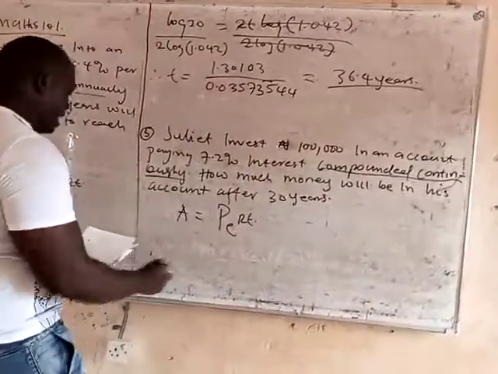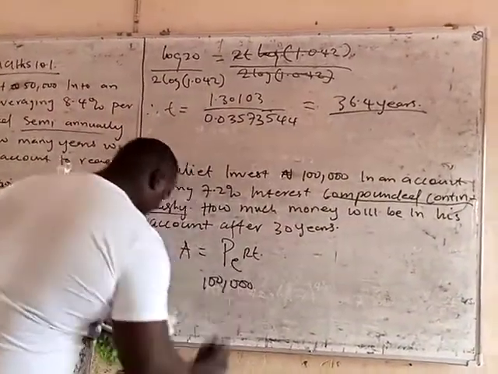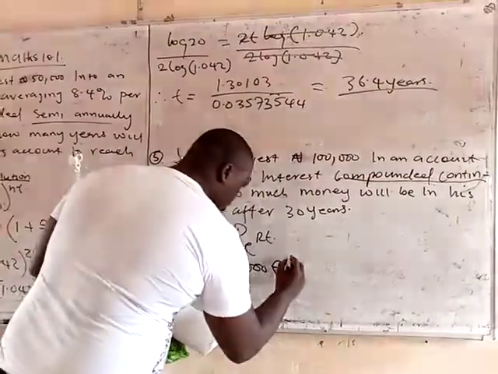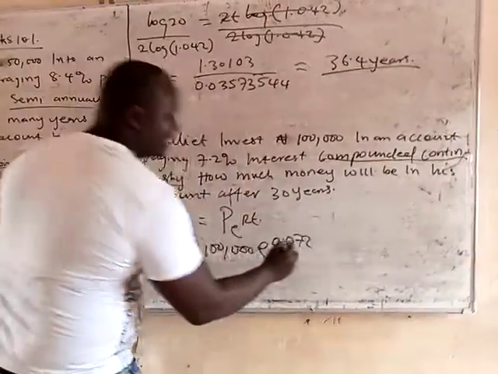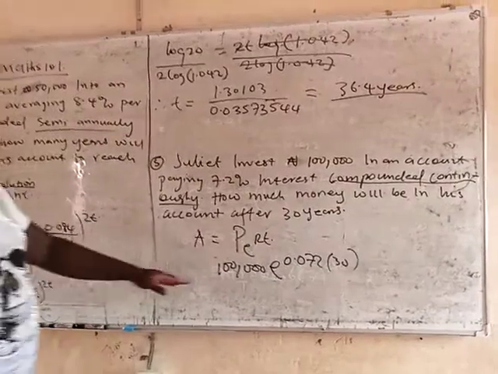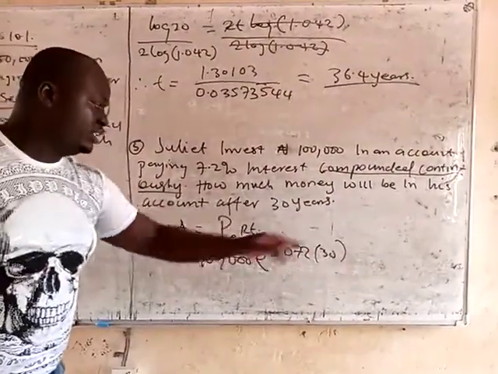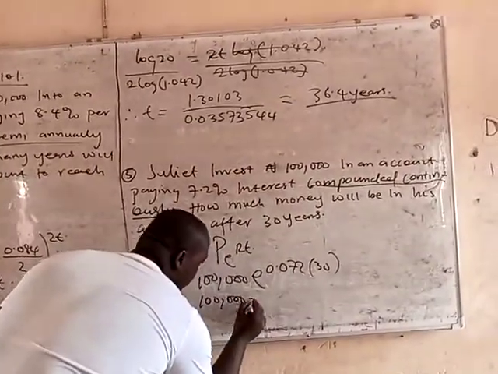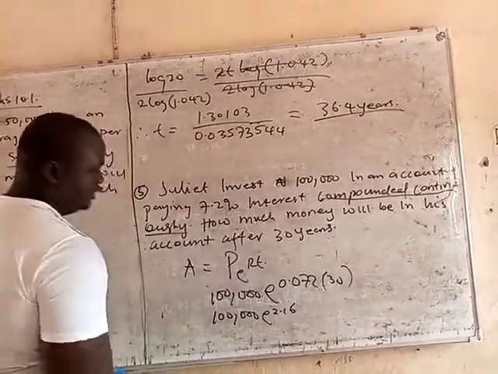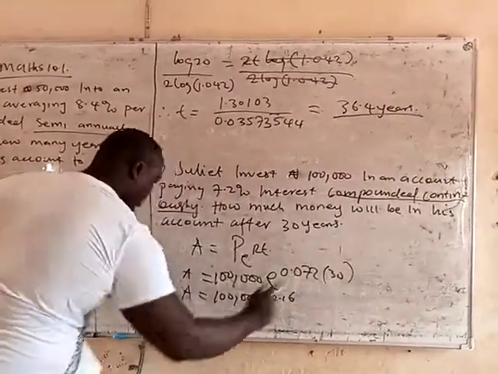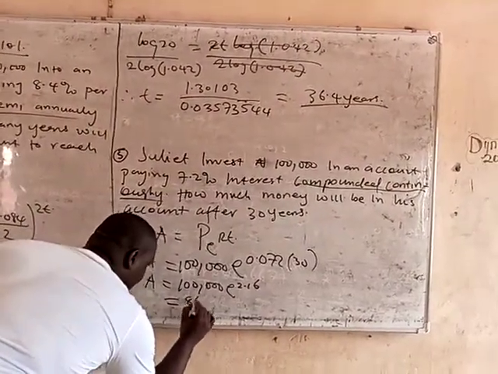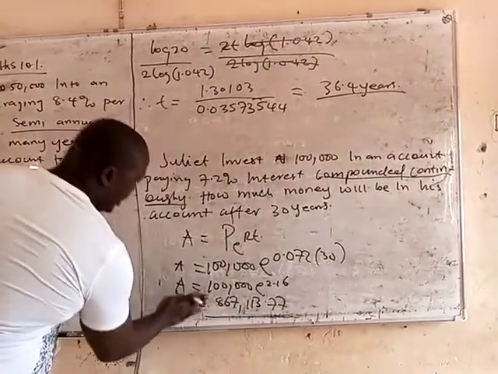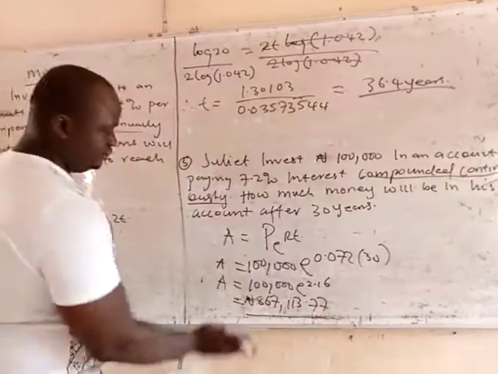Now, so from here, my P is what? 100,000. You have 100,000 as P, and I have my exponential. My rate is 7.2 divided by 100, and you're going to get what? 0.072. And then you have 30 years. You times everything by 30. So 100,000 exponential of what? Raised to the power of this should give you a very simple answer. This times this should give you 2.16. Then if you press this thing in your calculator, what you're going to get as your answer will be 867,113.77. Remember, the amount is in naira.